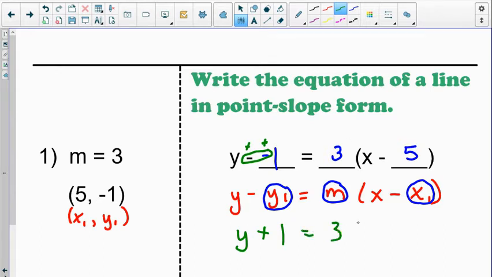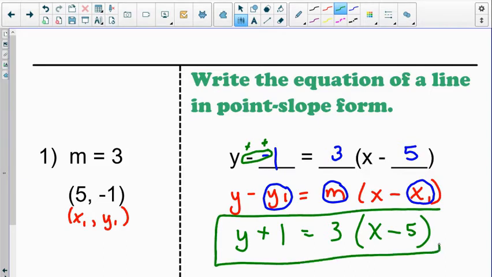The slope was 3. I don't change that. And I check to see in the parentheses, x minus 5 doesn't have any double signs, so there's nothing to do there. So that is our equation written in point-slope form. One thing I want to point out, in our equation here, notice we have a plus sign, but the y-coordinate was a negative number. Okay, so those are a little bit different. The signs change.